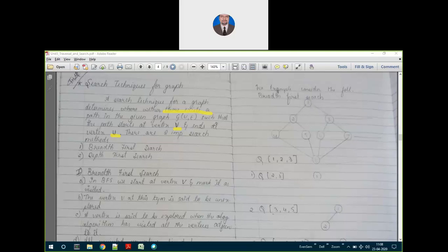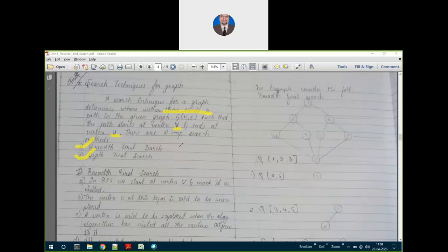In search techniques, we have two different techniques. The first is called breadth first search, and the second is called depth first search. Breadth means we search breadth-wise first, and depth means we go in depth first and then proceed with the further steps. In short, we call them BFS and DFS. Today we will start with breadth first search.